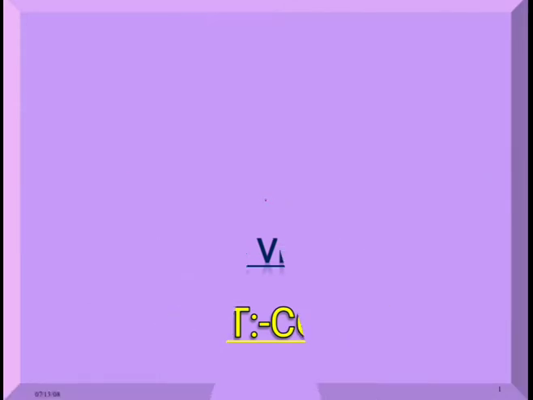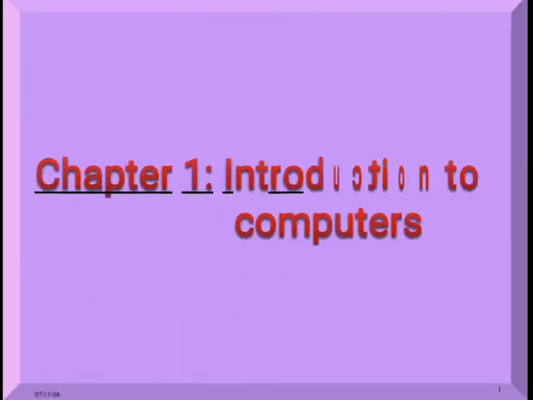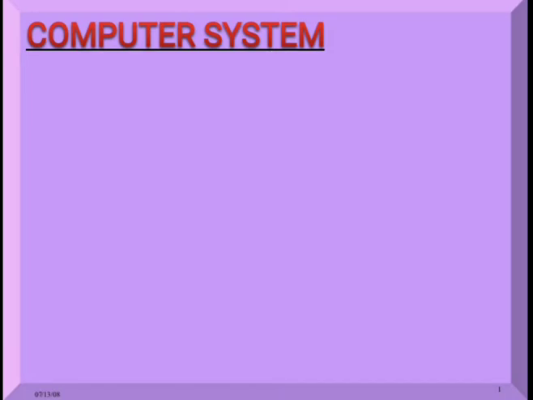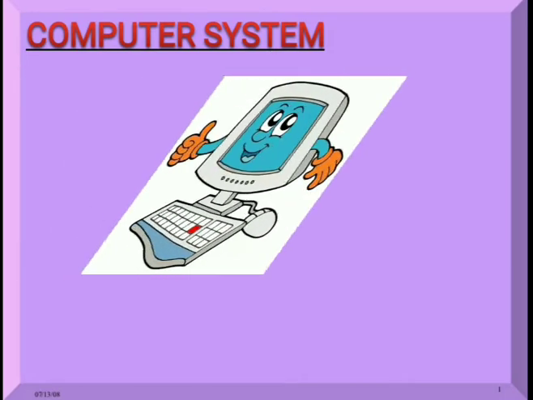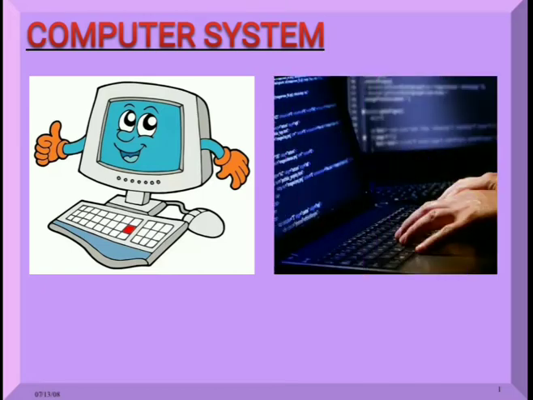Today, we are going to learn our chapter number one, which is Introduction to Computers. In that, we are going to learn first about computer system. A computer is a machine that works according to a list of instructions known as a program. It is an electronic machine that helps you to process data.